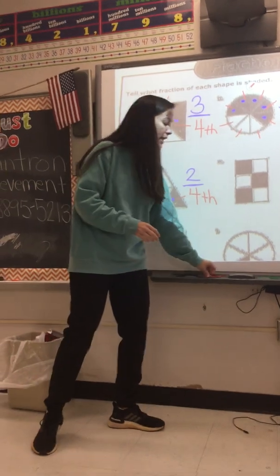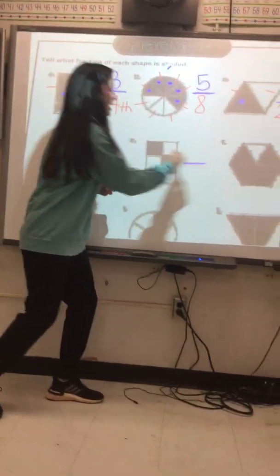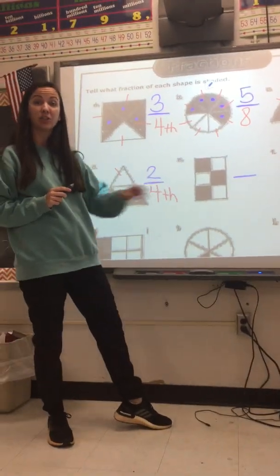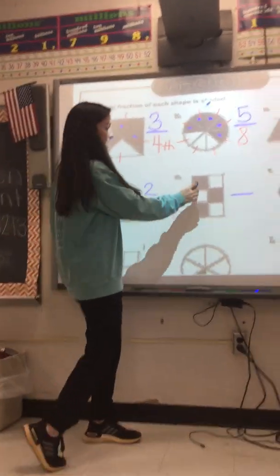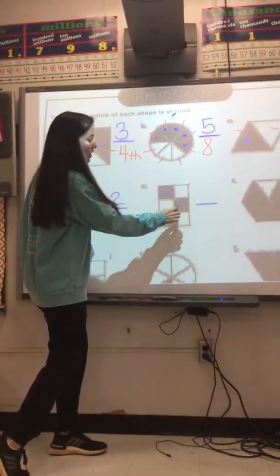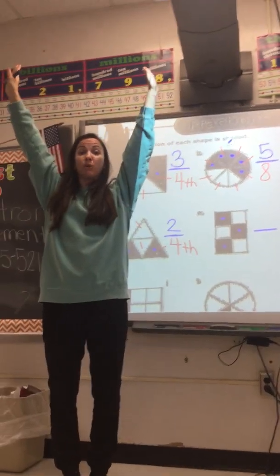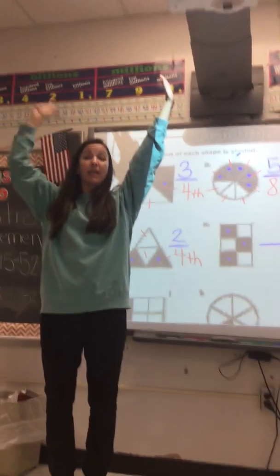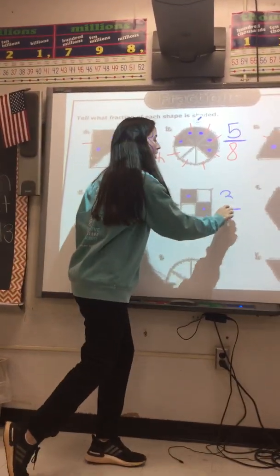All right, let's go to letter E. I'm going to go ahead and draw my line because this is a fraction. I'm identifying what fraction this is. They've given me a picture drawing, so now we're starting to catch on. All right, let's see how many we have shaded. 1, 2, 3. 3. I put my arms up because where do we put that? On the top. Good job. On the top.